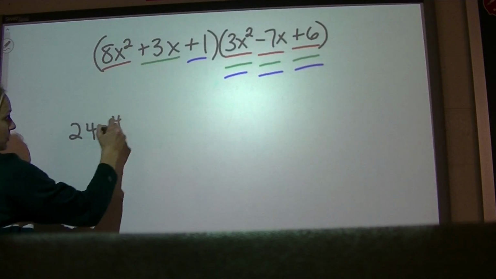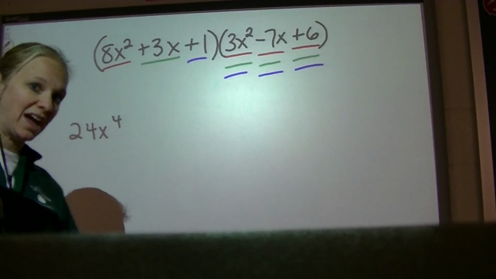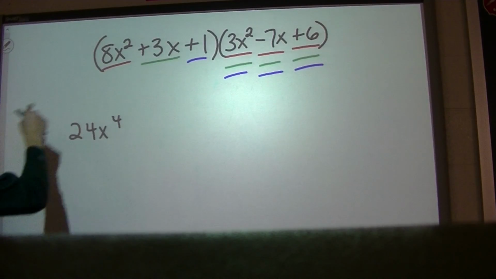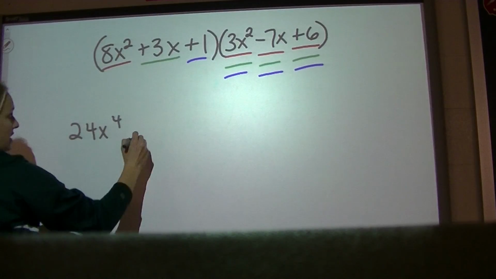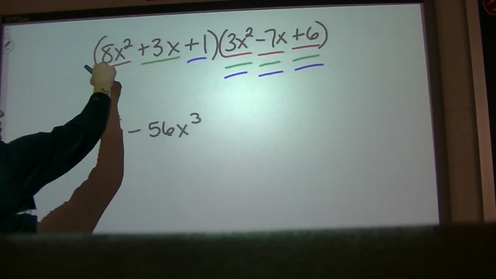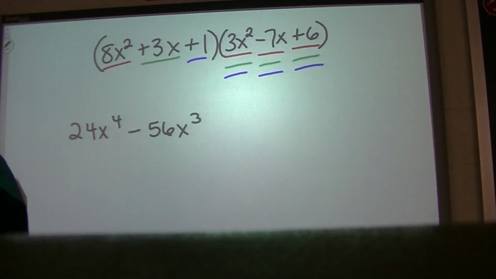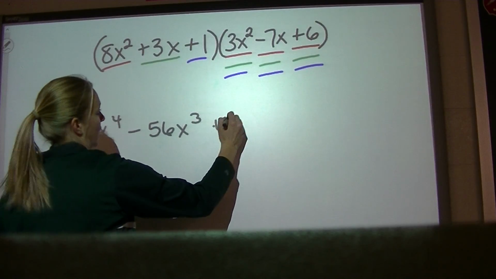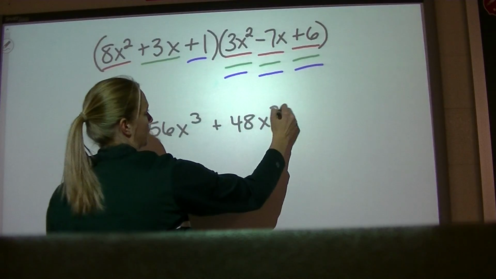Now this is going to be x to the fourth, because remember when you multiply you add your exponents. And then we do 8x squared times negative 7x, that's going to be negative 56x cubed. And then we do 8x squared times 6, that's going to be a positive 48x squared.